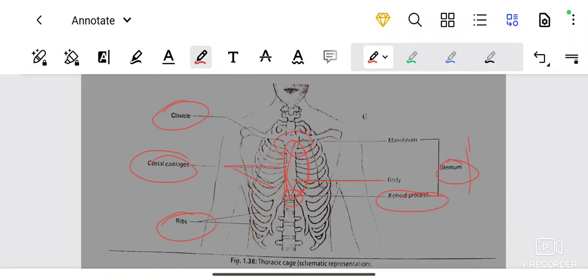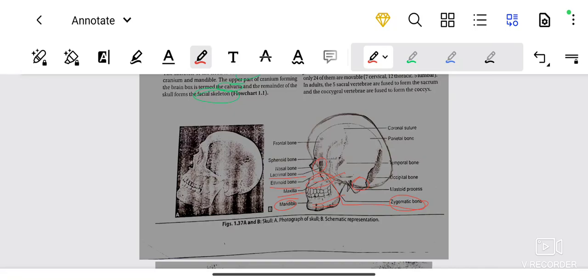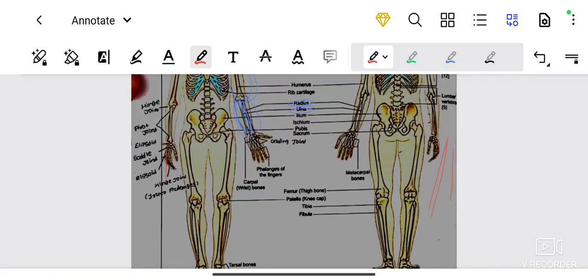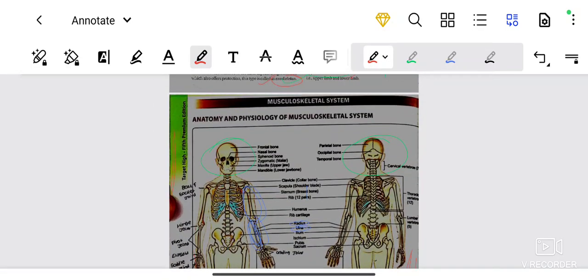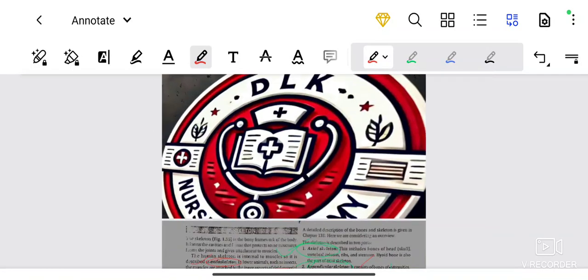In this video we discussed the skeleton related to human anatomy and physiology.